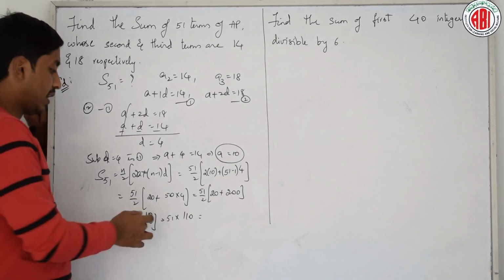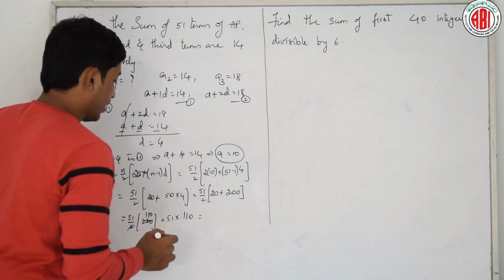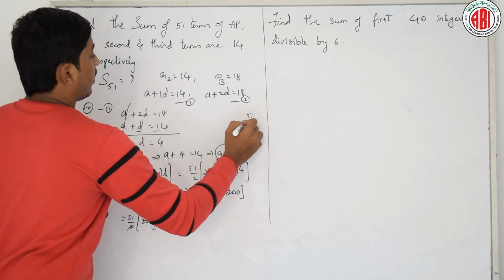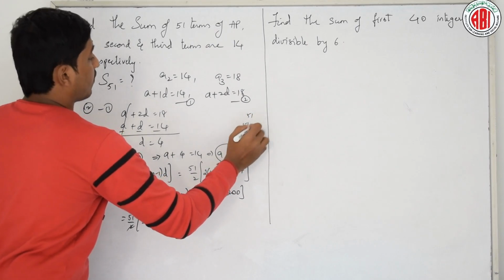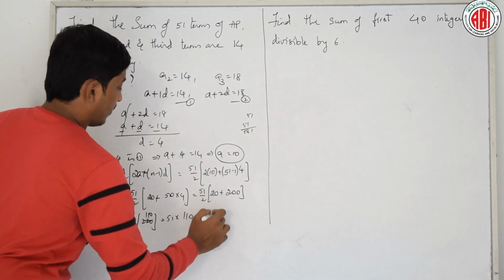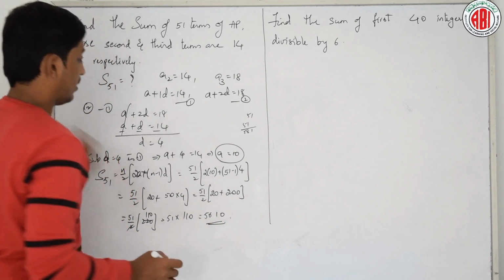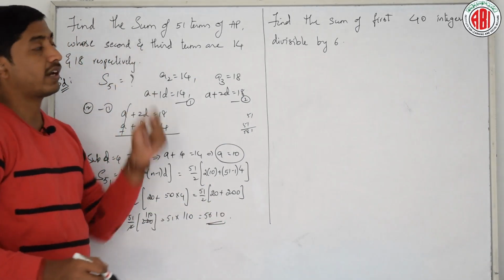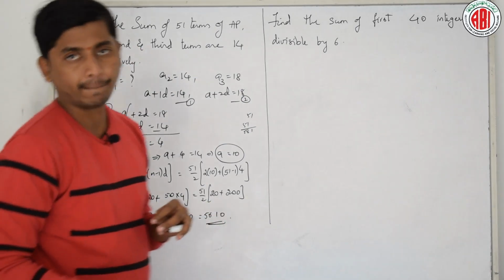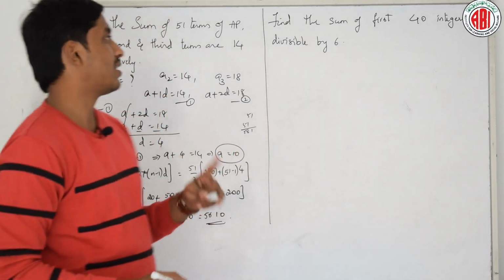Right? Just multiply 51 into 110. How much is it? 5610. This is the sum of 51 terms for the given AP. Is it fine? Look at the next question here.